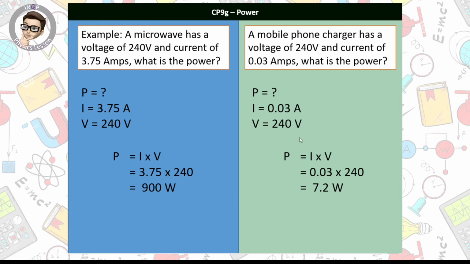Every time we see the I, we're going to substitute in the 0.03, and every time we see the V, we're going to substitute in the 240. And if we do that calculation, we'll find we've got 7.2 watts.